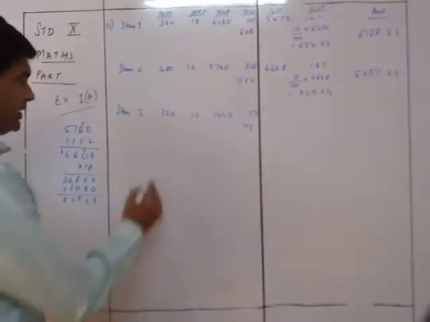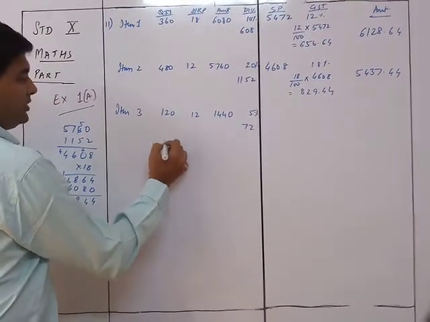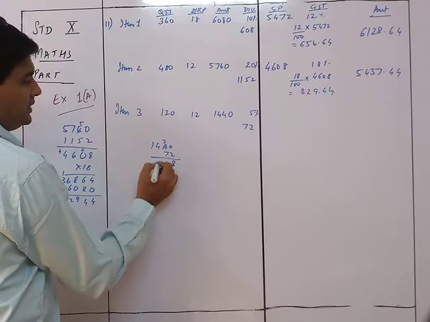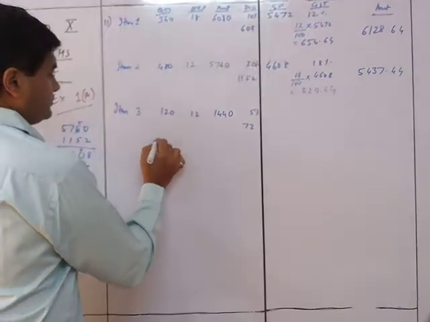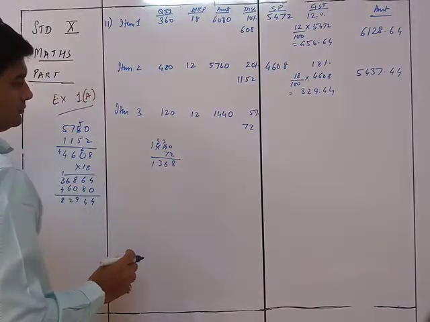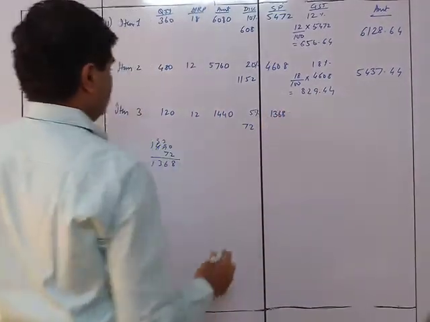So that will give me 1440 minus 72. So 8 will be 3, that is 13, so 6, 4, 1, 1, 6, or 1, 3. So 1368. 1368.